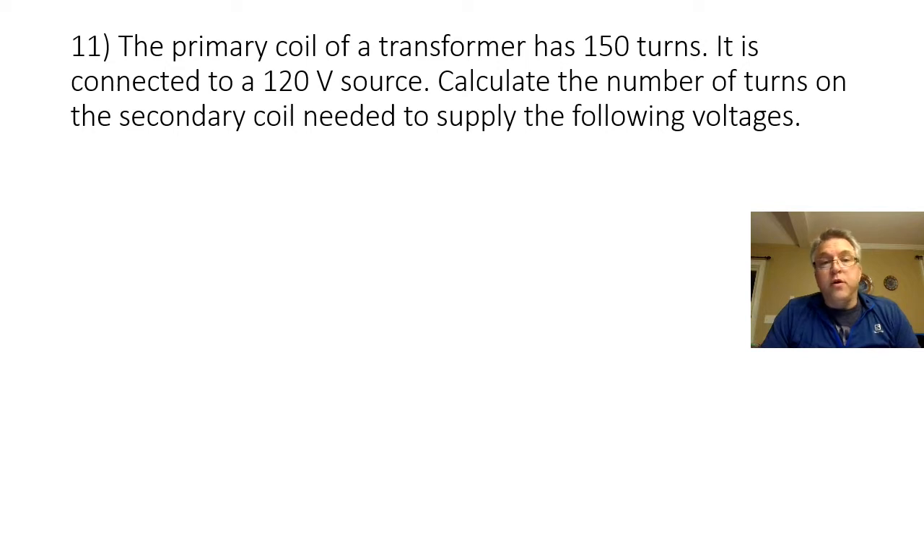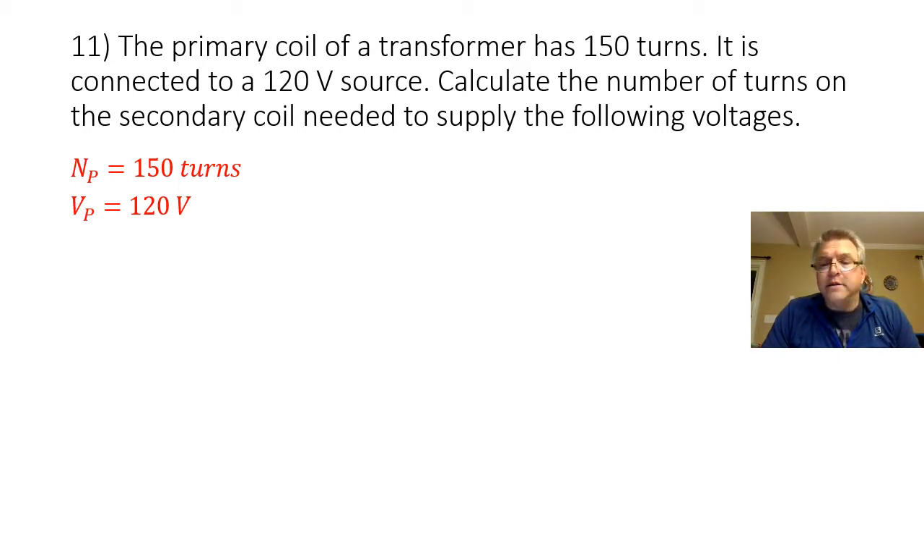We have the primary coil of a transformer has 150 turns. It is connected to a 120 volt power source. Calculate the number of turns on the secondary coil needed to supply the following voltages. So we are given a couple of things to start with. We are given the number of turns on the primary coil of the transformer, which is 150 turns. We are given the primary or input voltage of the transformer, which is 120 volts.